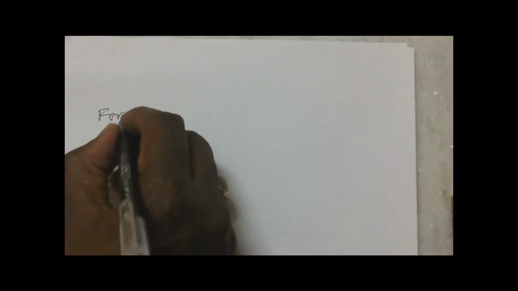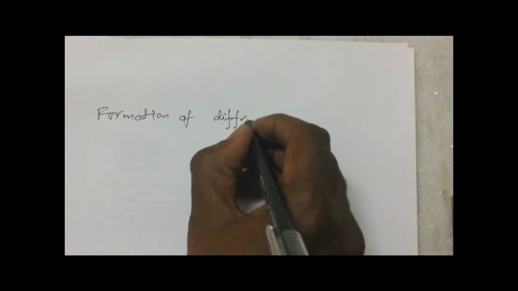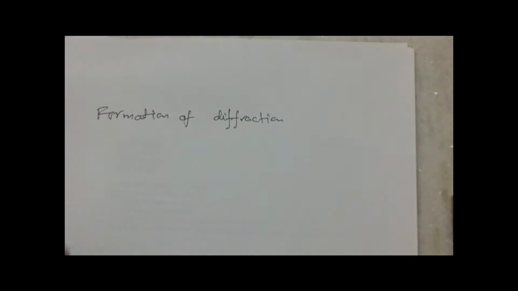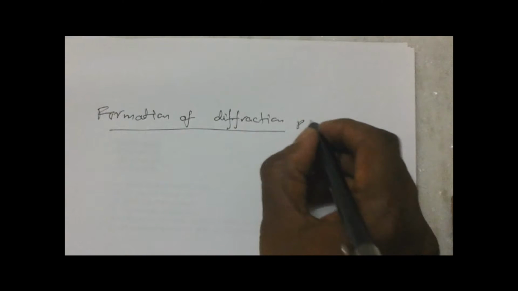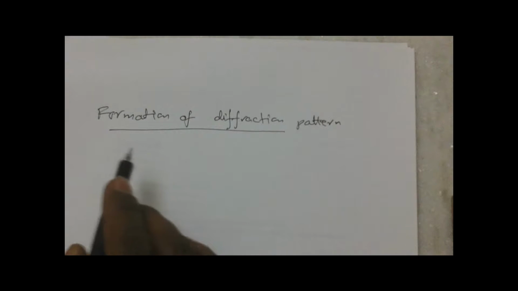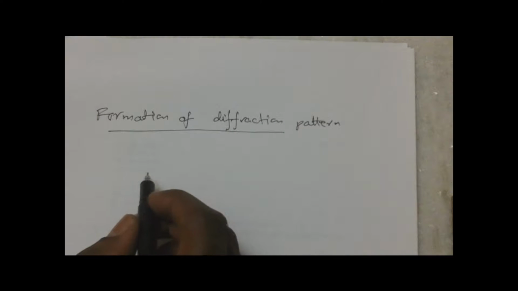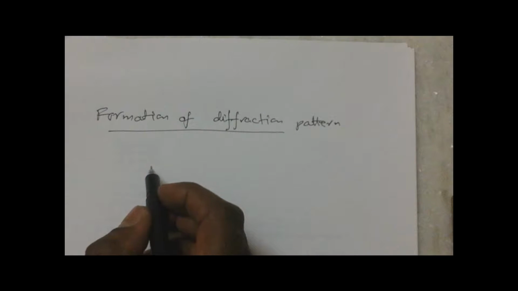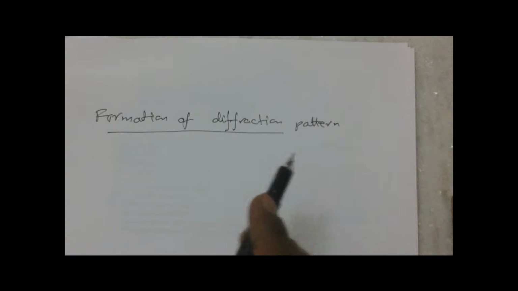Formation of the diffraction pattern. The diffraction pattern happens just like interference, as already said, but here is the main difference between the formation of diffraction and the formation of interference.